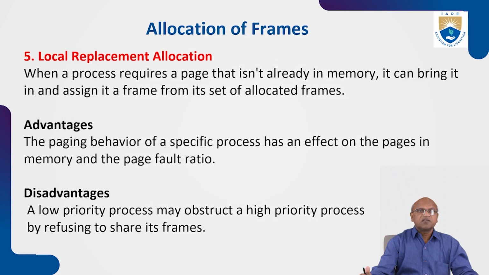So local replacement allocation. When a process requires a page that's not already in memory, it can bring it in and assign it to a frame from its own set of allocated frames. So that is called local replacement allocation. The advantage is that the paging behavior of a specific process has an effect on the pages in memory and the page fault ratio. The disadvantage is that a low priority process may obstruct a high priority process by not sharing its frames.